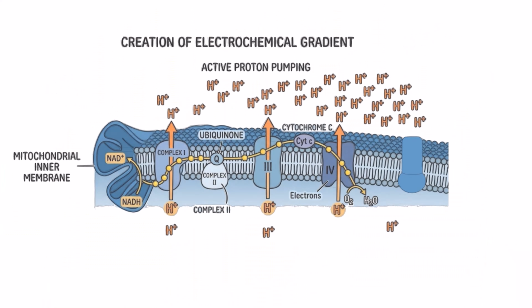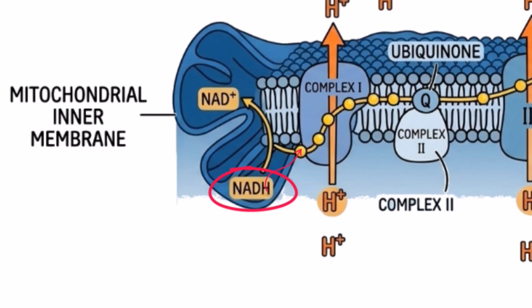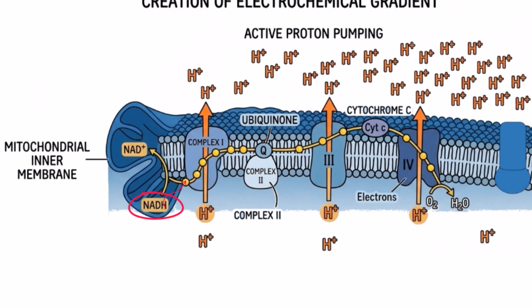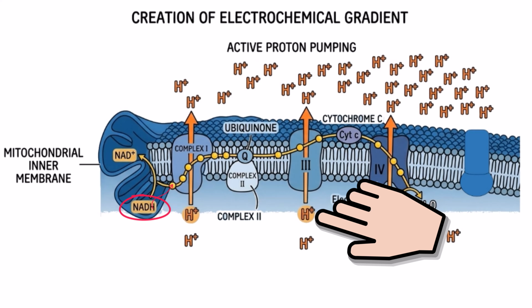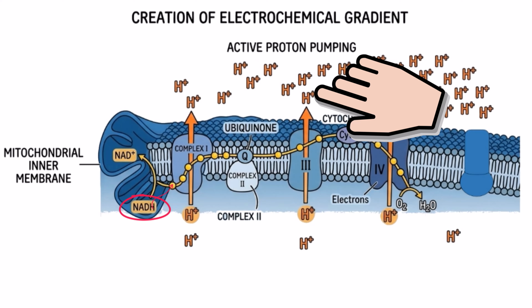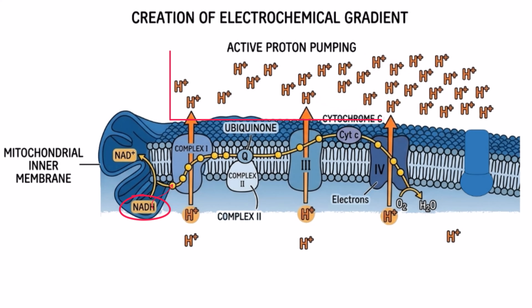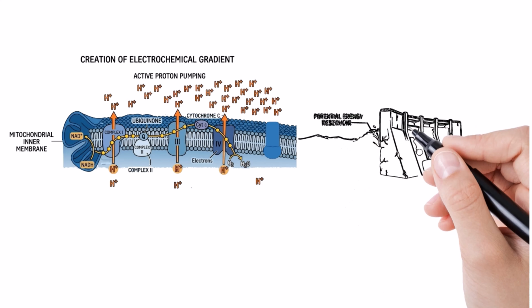Electrons from NADH and FADH2 enter the electron transport chain. This chain has 4 protein complexes embedded in the membrane. As electrons move through these complexes, they pump hydrogen ions across the membrane. This creates a concentration gradient, lots of hydrogen on one side, very little on the other. This gradient is potential energy, like water behind a dam.